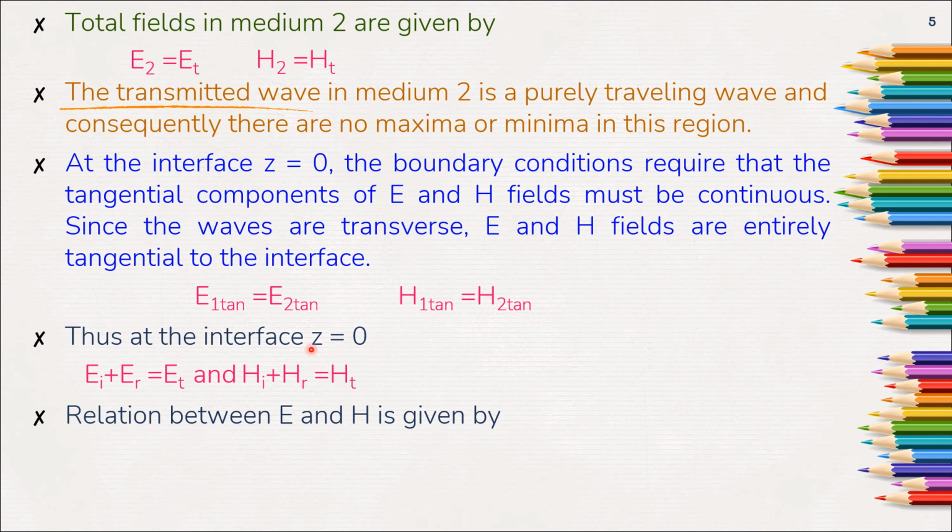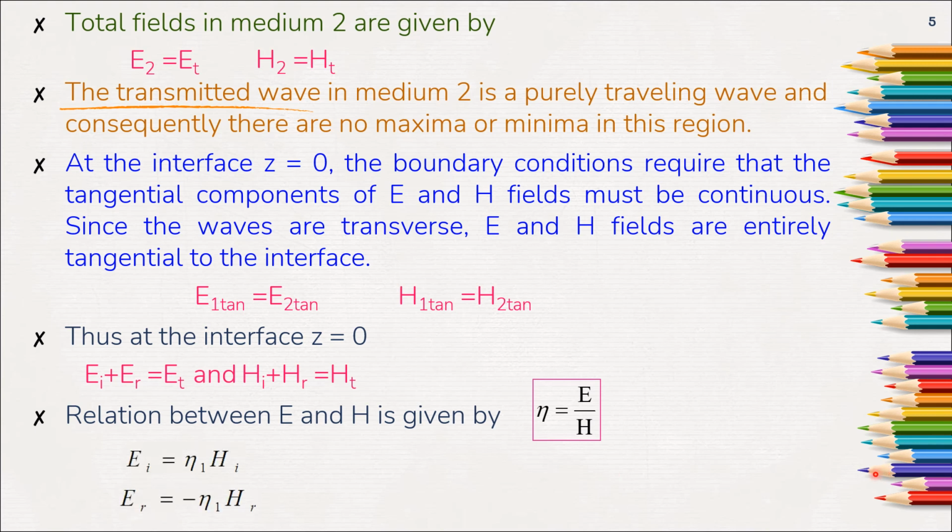So at the interface at z equal to 0 between medium 1 and medium 2, what happens is Ei plus Er is equal to Et. Now when I apply the boundary conditions, in medium 1 the total electric field is Ei plus Er, in medium 2 it is Et. So when they are continuous, we have Ei plus Er is equal to Et and Hi plus Hr is equal to Ht, right? And we all know the intrinsic impedance eta is equal to E by H, right?